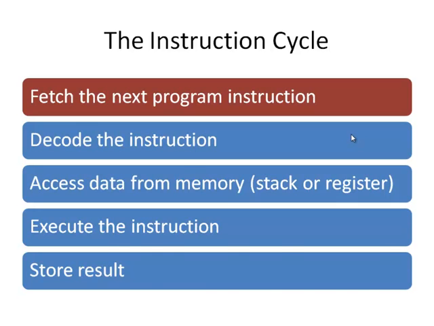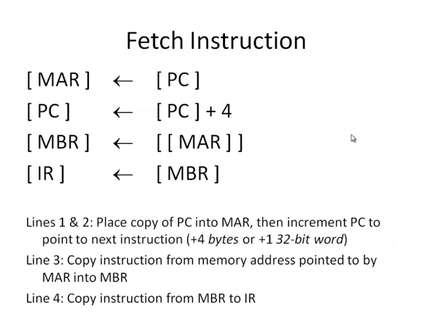So to fetch the next program instruction, we can also look at this using something called register transfer language. Here you might recognize these names. These are the names of some of the different components of the CPU. In this case, to fetch the instruction, we're going to copy the value currently stored in the program counter over to the memory address register. We're then going to increment the program counter, in this case by 4 bytes, so that it points to the next instruction. So this is a 4-byte, 32-bit processor. So we increment the program counter to the next instruction and store that value in the program counter.